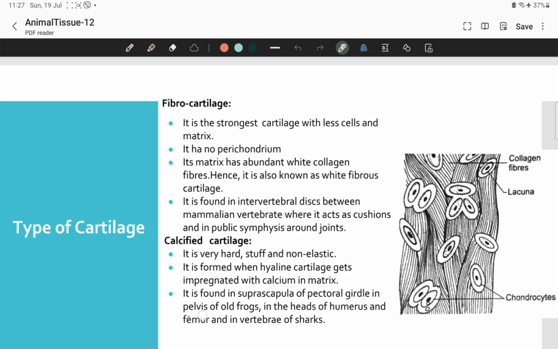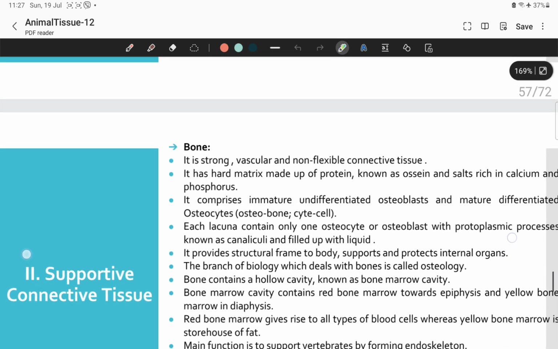In the pelvis of frogs, and in the head of the femur. The femur is the longest bone of our body, not the humerus. The humerus is found in the upper arm, and the femur is found in the lower part of the body. And in the vertebra of sharks you can find such kind of cartilage.